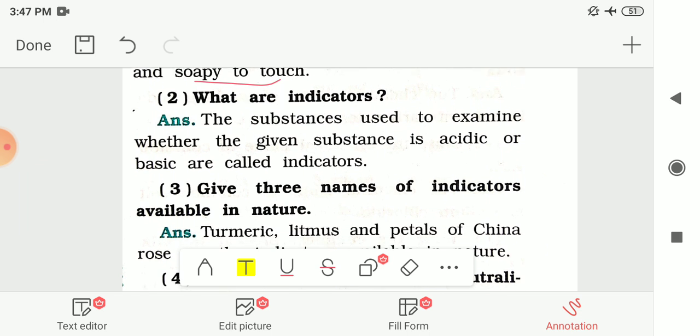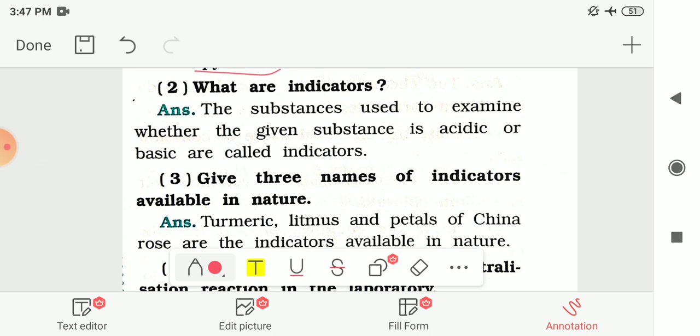Next is, what are indicators? The substances used to examine whether the given substance is acidic or basic are called indicators. The substances which are used to examine, that means to check, whether any given substance is acidic or basic. This kind of substance is known as an indicator, by which we can know the nature of any substance, whether it is acidic or basic.